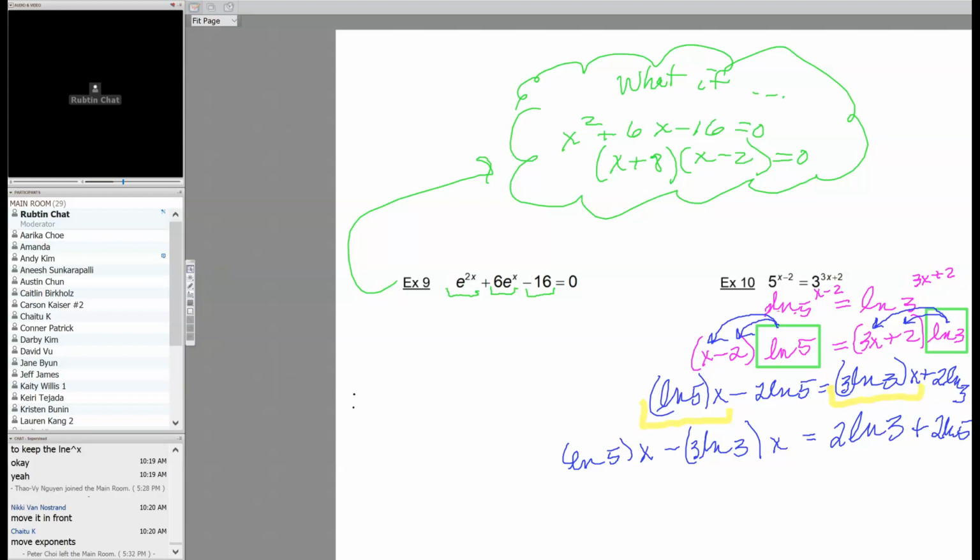I'm going to factor out the x's, just like you typically would. So now I have ln 5 minus 3 ln 3. Here's where you've got to be persistent in math. You just have to make sure you got enough sleep, and then suspend your discomfort.